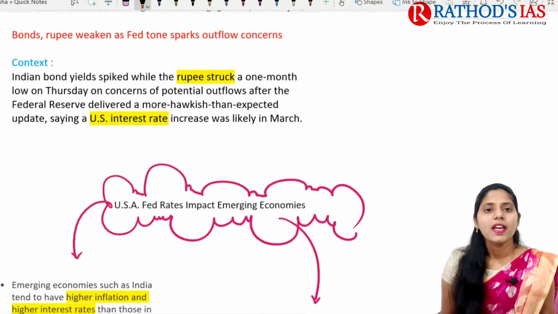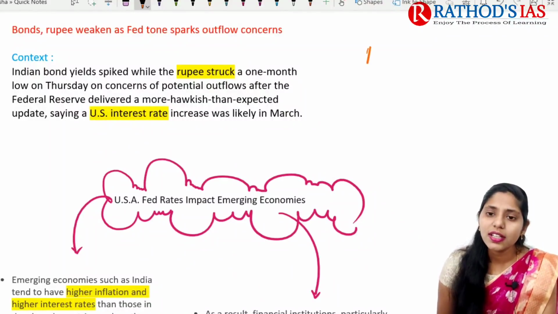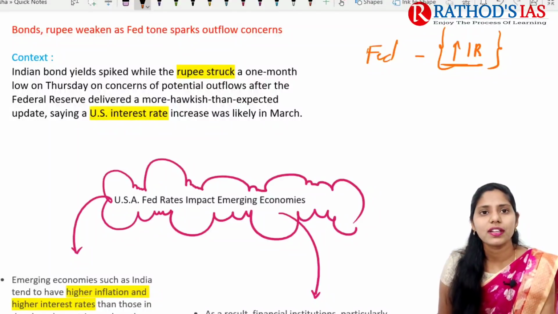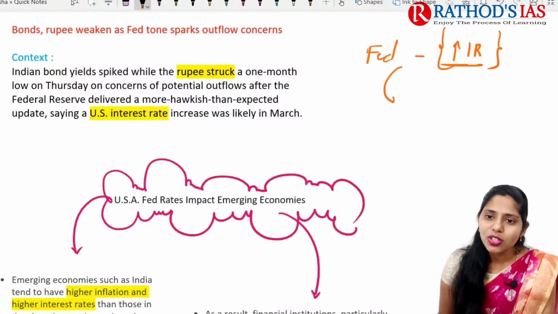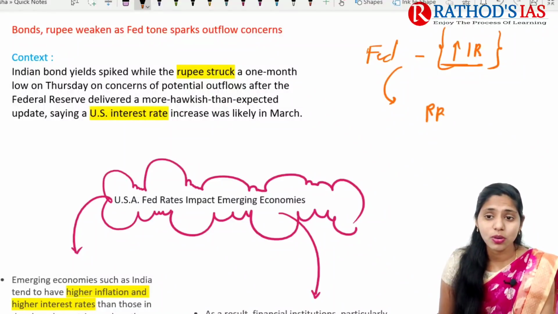in your economy. So if you're talking about context, here it says that recently the US Federal Reserve mainly said that it is going to increase its interest rate. Not only the US but also other countries are going for increasing interest rates. Because of this, there is increasing pressure on India's central bank, that is the Reserve Bank of India, to go for increasing interest rate.